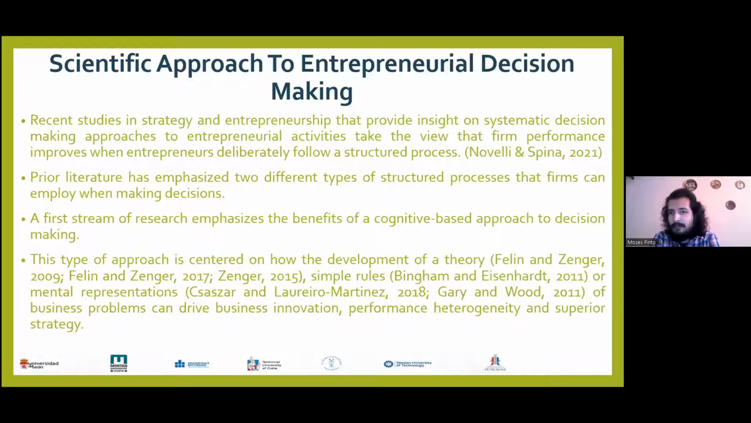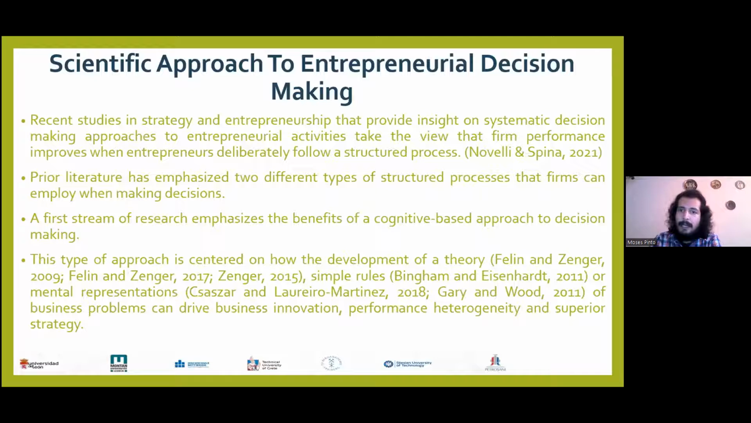And what they say is recent studies in strategy and entrepreneurship that provide insight on systematic decision-making approaches to entrepreneurial activities take the view that firm performance improves when entrepreneurs deliberately follow a structured process. Now, this structured process is what they are referring to as the scientific approach, and we will delve into this much deeper in the coming slides.